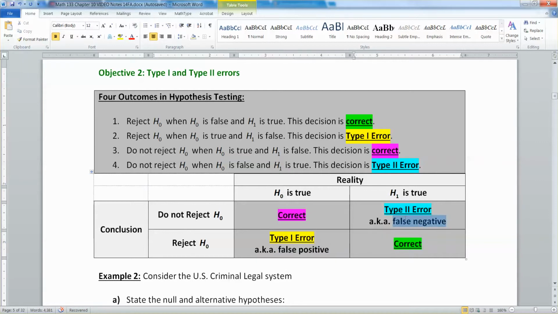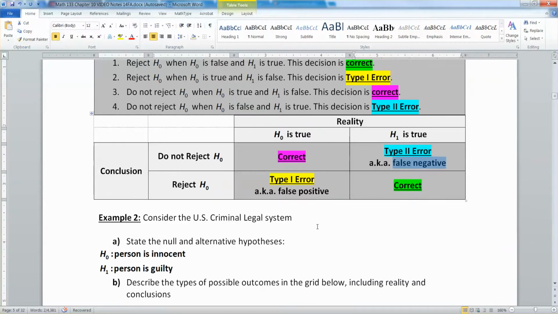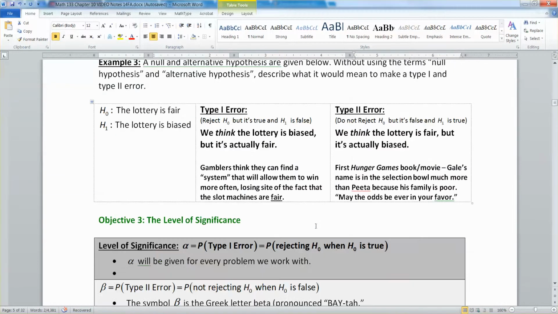And then by the same token, if you say, no, no, no, I'm not going to go with that alternative, I do not reject my null hypothesis, then that's a negative language thing, the word not. So it's a false negative. All right, let's think about these just a little bit more.